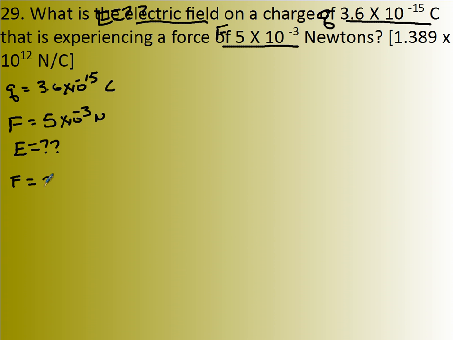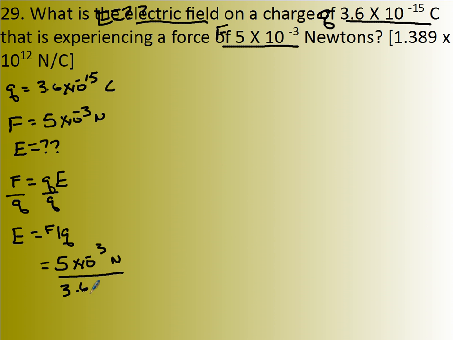And I know F is QE. So I want to solve this for E by dividing both sides through by Q. E is F divided by Q. The force is 5 times 10 to the negative 3. Ooh, that's a 3. It only looks like I wrote a 6. Just kidding. 3 newtons divided by 3.6 times 10 to the negative 15 coulombs. So divide those two, you get 1.389 times 10 to the 12 newtons per coulomb.